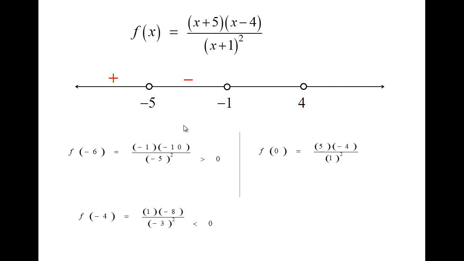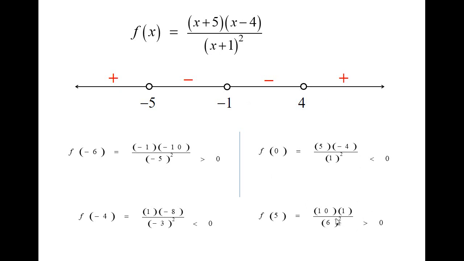Between negative 1 and 4, we can pick the number 0, and f of 0 would be 5, negative 4, and 1 squared here, which we see is negative. So we can say that f is negative between negative 1 and 4. Lastly, in the interval after 4, we can pick the number 5, and f of 5 would be 10, 5 minus 4 would be 1, and 5 plus 1 would be 6, squared. And then we see that f is positive here.